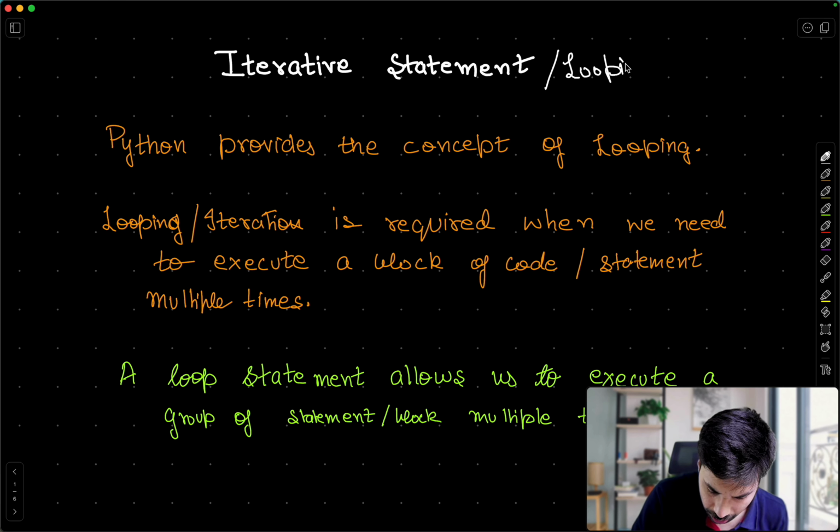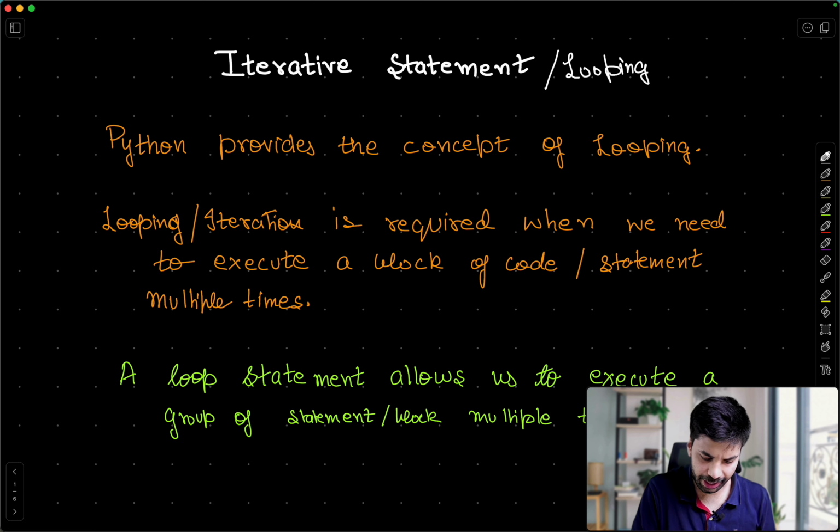Okay, so the basic idea is Python provides us the concept of looping. This is a common concept, actually it is in other languages as well. So C, C++, Java, like every language will actually have this concept of looping. So if you understand this once properly, everywhere else it will be clear.